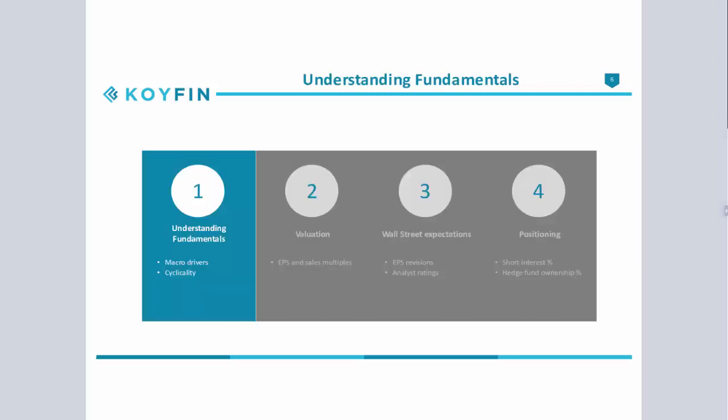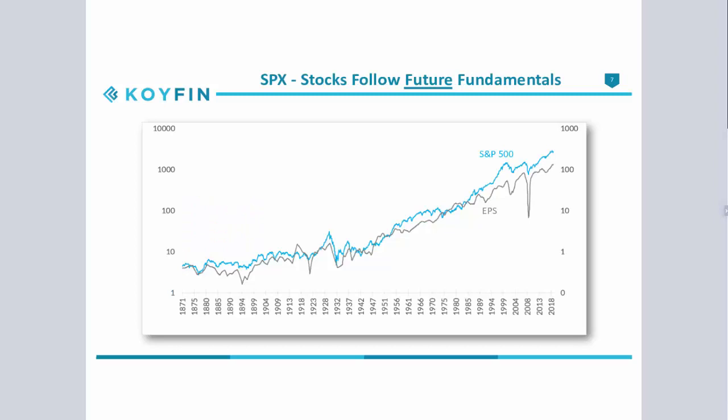And so we're going to focus on four things, as we said: fundamentals, valuation, Wall Street expectations, and positioning. On the first thing, in terms of understanding fundamentals, it's really key when you're looking at a company to think about what the macro drivers are, what the big picture trend of earnings and fundamentals is, and how cyclicality impacts those fundamentals. So looking at some examples just to illustrate that fundamentals indeed do correlate with stock prices. One is really high level, big picture.